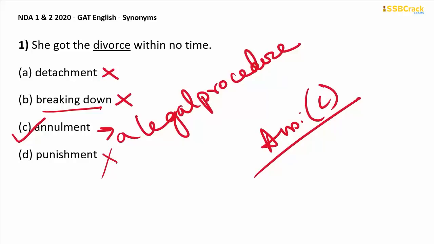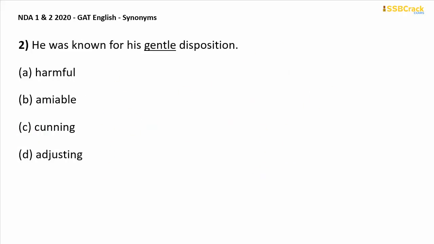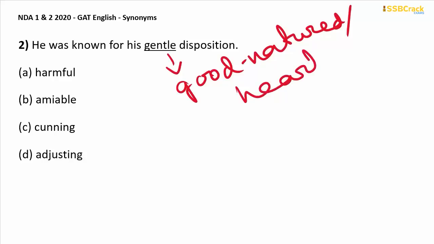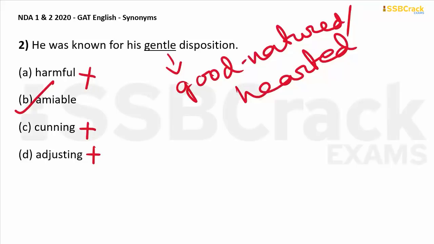Okay, let's go to the next question. He was known for his gentle disposition. When you're talking about someone who has a gentle disposition, that means the person is good natured or good hearted, very kind, very friendly, cordial, and not harmful or cunning. Amiable means friendly and cordial. So amiable is a synonym of gentle. So your answer is option B.